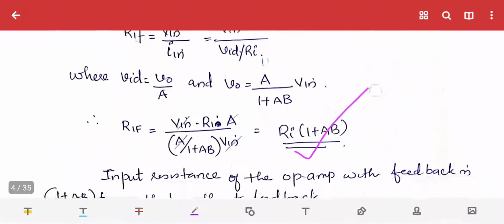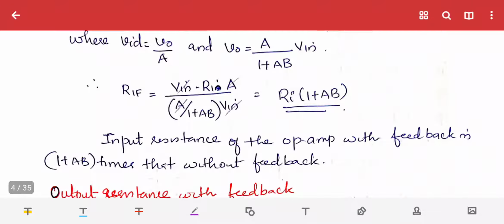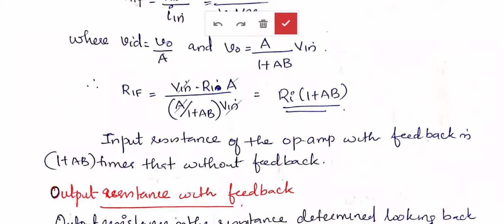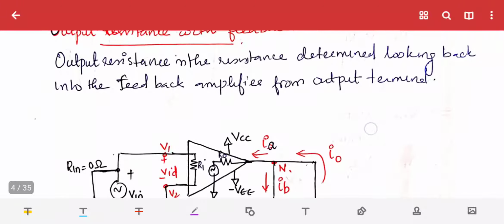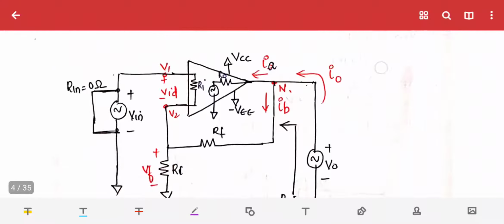So we'll see here, the input resistance of an op-amp with feedback is 1 plus AB times that without feedback. Next we will see output resistance. Output resistance is the resistance determined looking back into the feedback amplifier from the output terminal. From the output terminal, if you are seeing the feedback amplifier, what is the resistance that we are experiencing? That is known as output resistance.